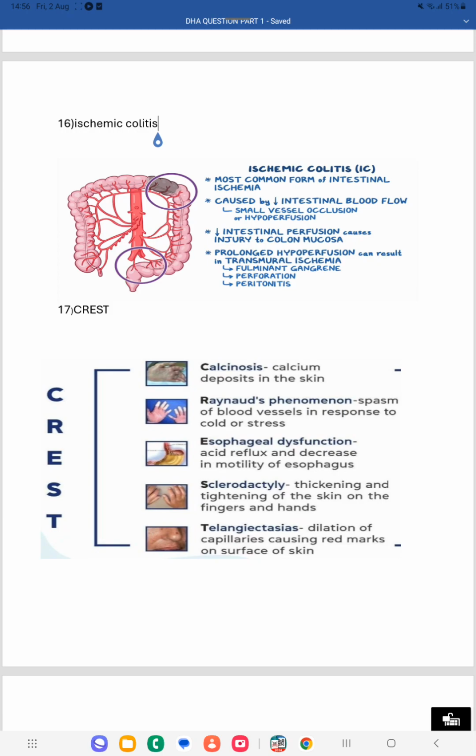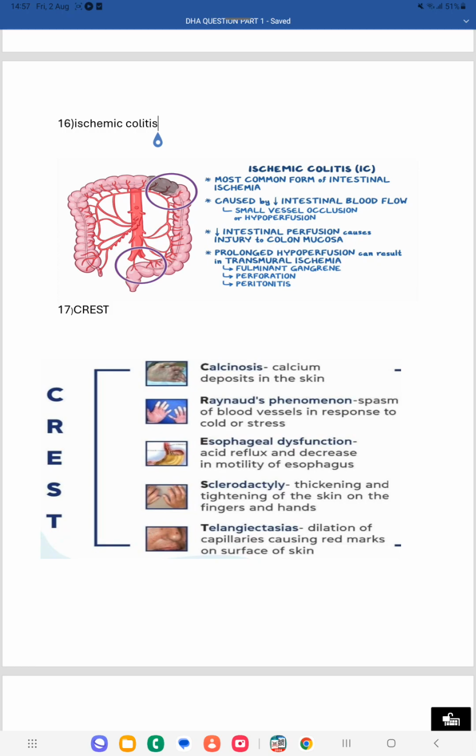C stands for calcinosis. There will be increased calcium deposition, especially in the fingers. Then Raynaud's phenomenon. The blood circulation to the fingertip is reducing. Because of that you will first get cyanosis, and then there will be whitish discoloration of the fingertips, that is called Raynaud's phenomenon. Then esophageal dysfunction because of the sclerosis. Sclerosis means hardening of the tissue.